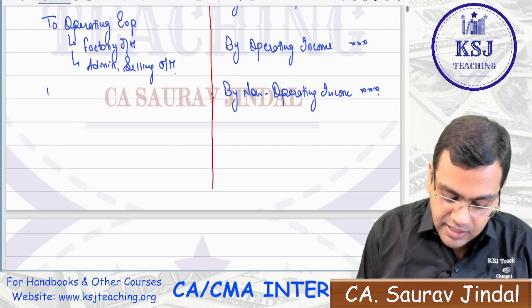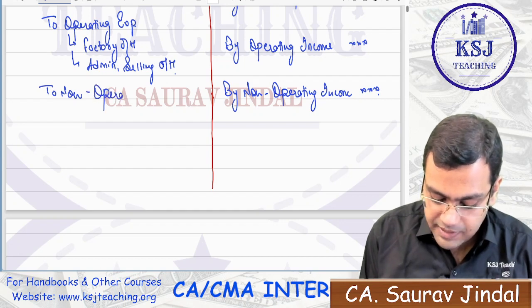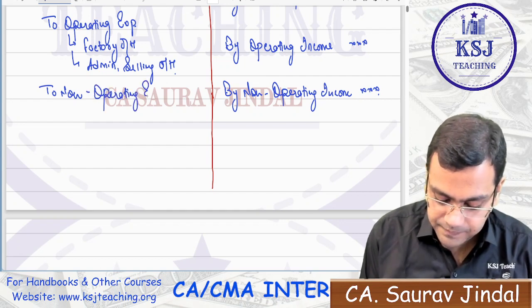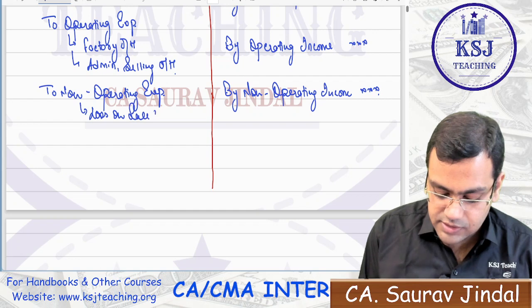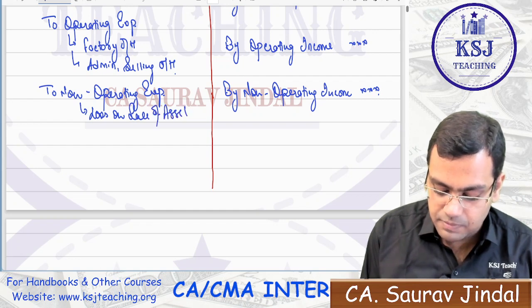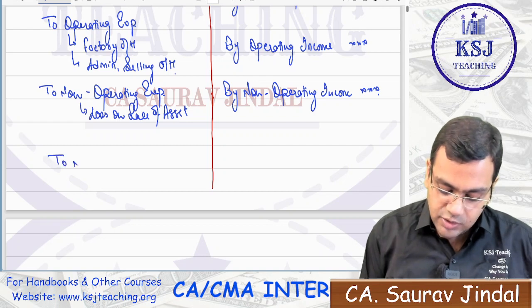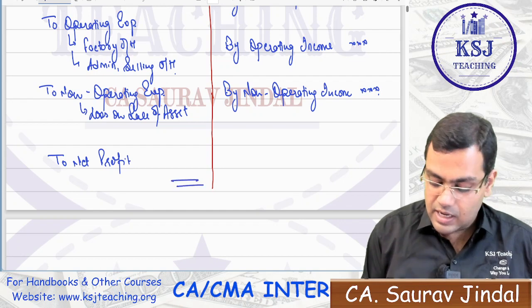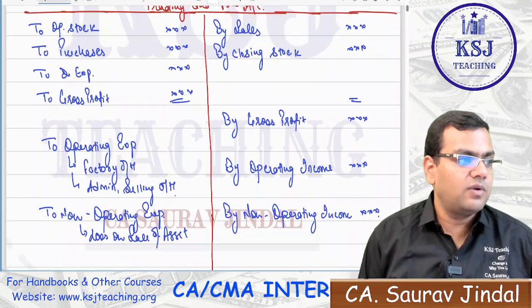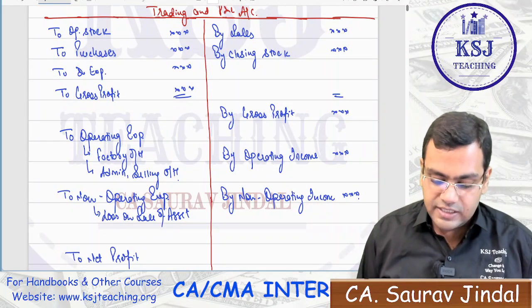Then another thing that you have is to non-operating expenses, for example, loss on sale of asset. That is a non-operating expense for you, right? From here, what you get is to net profit. Now, this is the only thing that you have to remember for the profitability ratios.